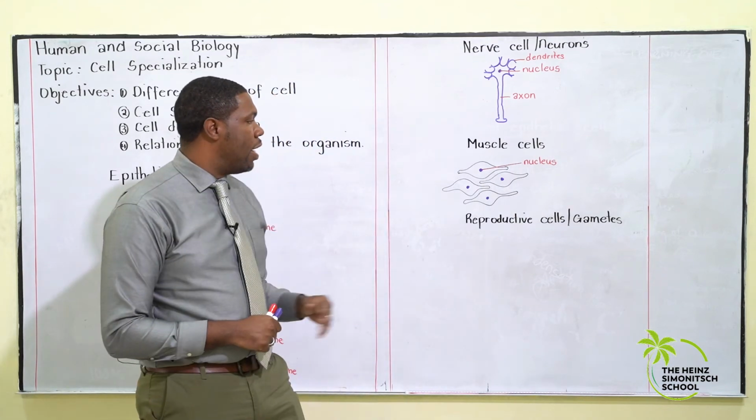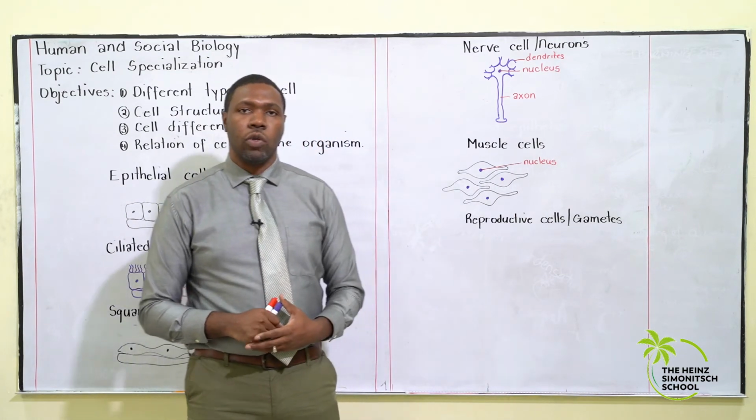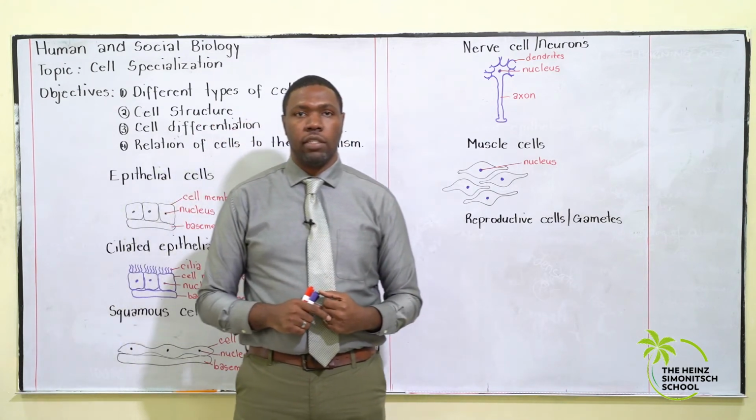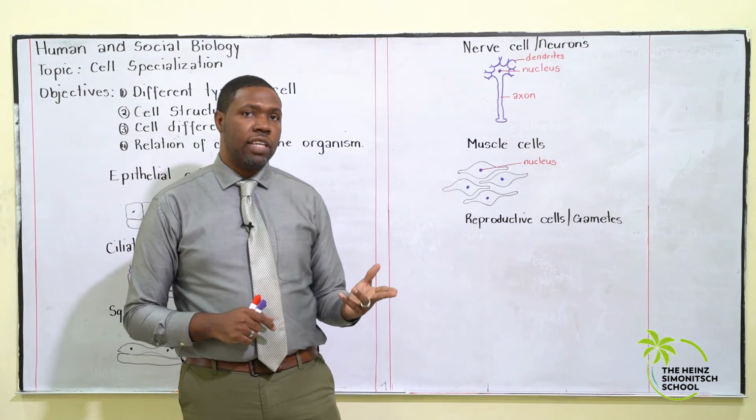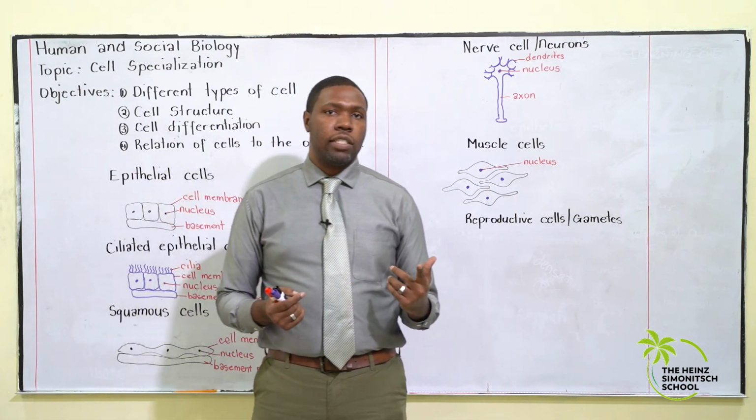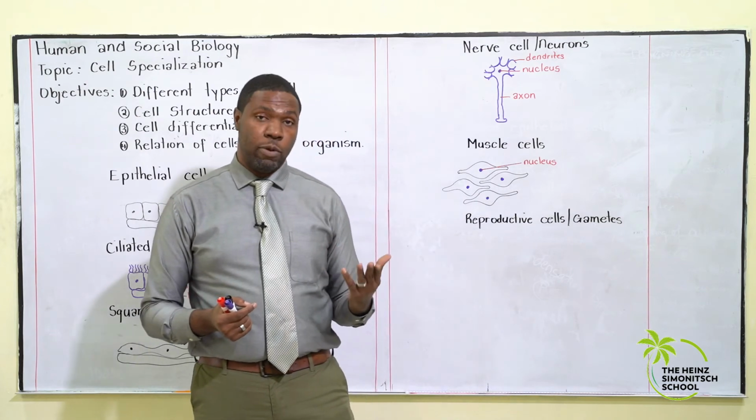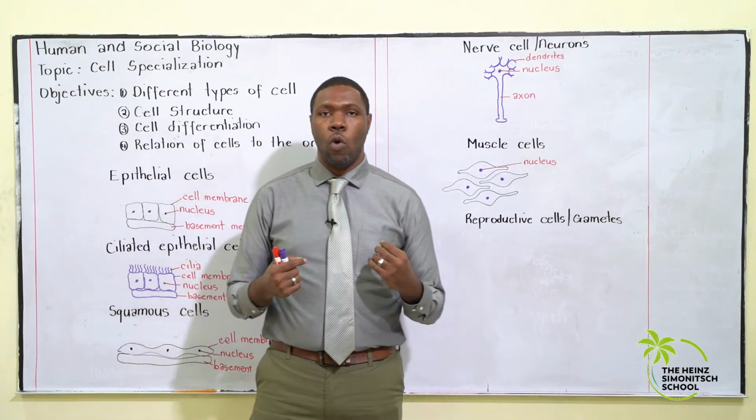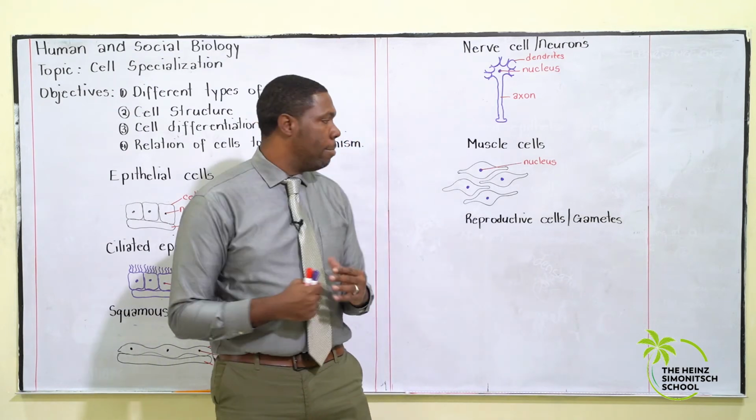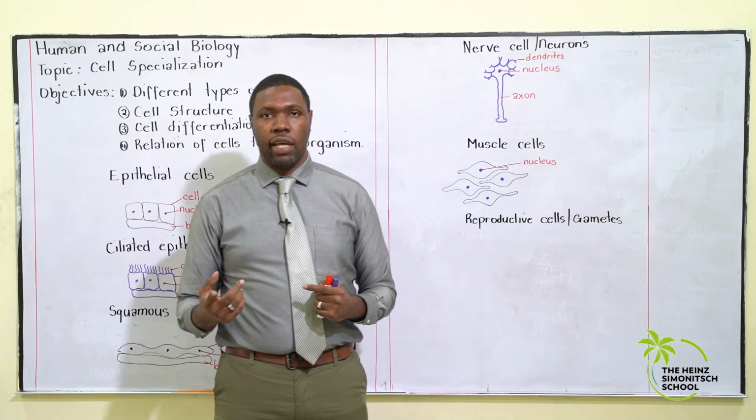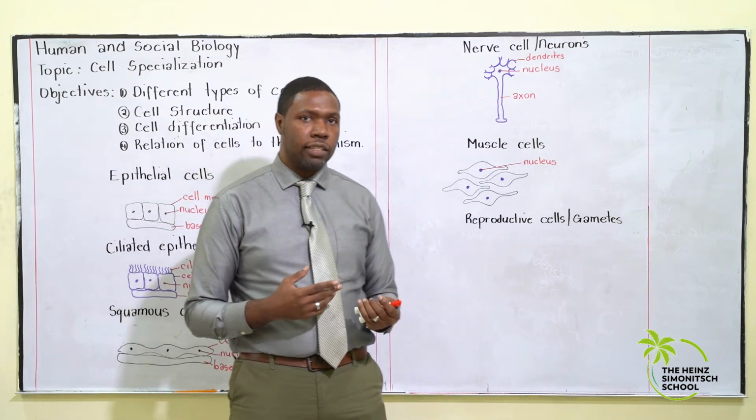Next, we're going to be looking at the reproductive cells, also called gametes. Now, there are two types of reproductive cells. There is the male reproductive cell and the female reproductive cell. The male reproductive cell is called a sperm or a sperm cell, and the female reproductive cell is called an ovum or an egg cell. All right? So I'll be drawing a simple diagram of both the male sex cell and the female sex cell. All right?